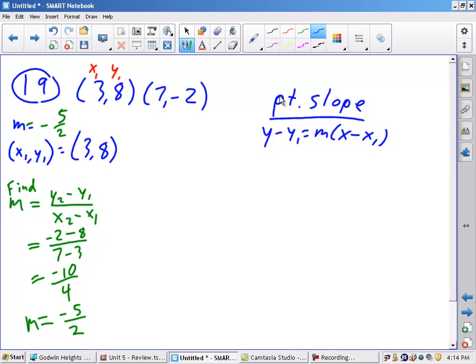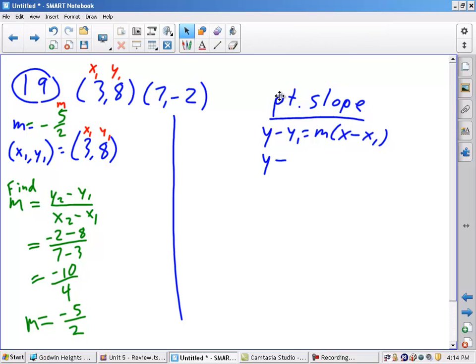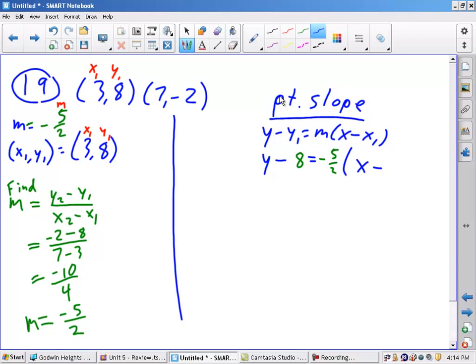So over here where I'm doing my work, I can plug all this information in. This is m. This is x1. This is y1. So over here I'm plugging all that stuff in. y minus my y1, which is 8, equals my m, which I just found to be -5/2, times x minus my x1, which is 3. So now, first of all, that actually is cleaned up in point slope form, but now that's point slope.